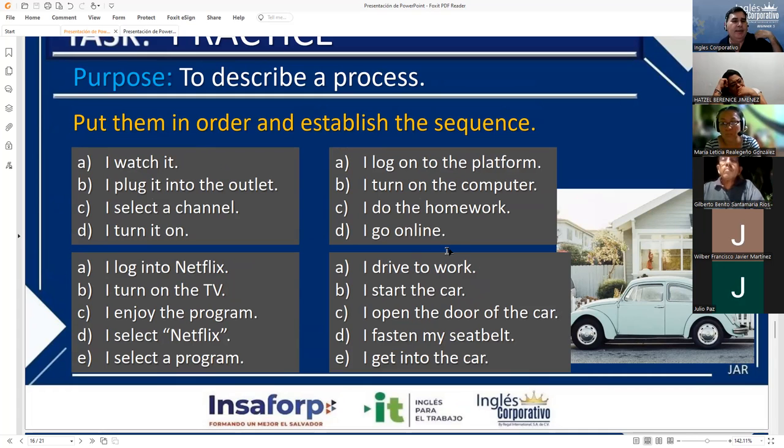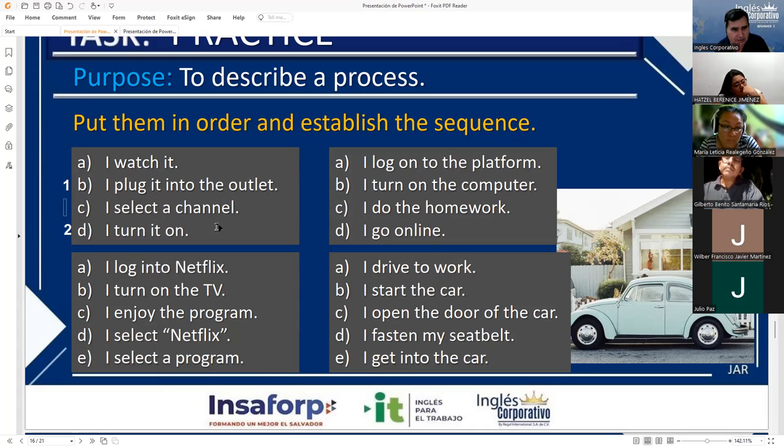Teacher, what is I plug it into the outlet? Yes. I plug it. We have the cord. Conectar. I plug it into the outlet. Oh, okay. Yes. So that's one. I turn it on, right? Turn it on. Number two. Not turn it on, you say. I turn it on and then what do we do? I select a channel.